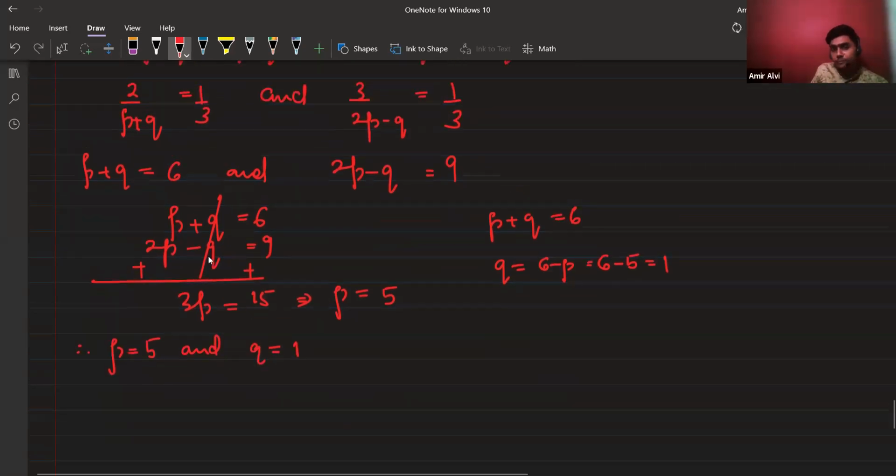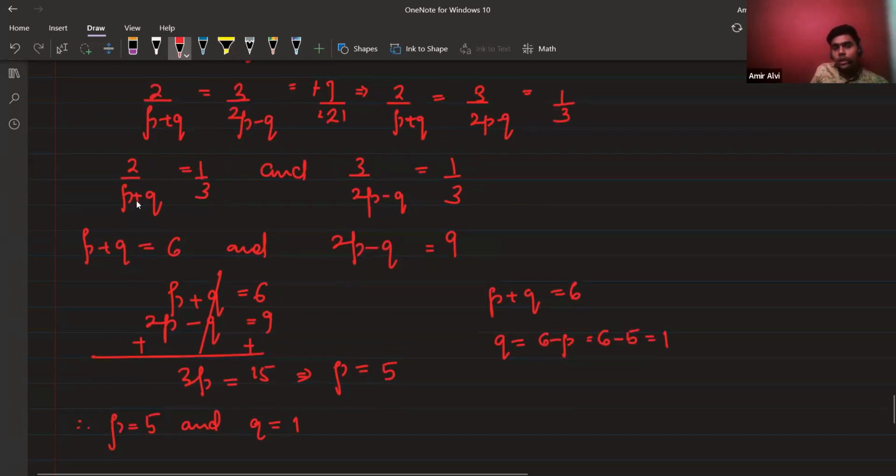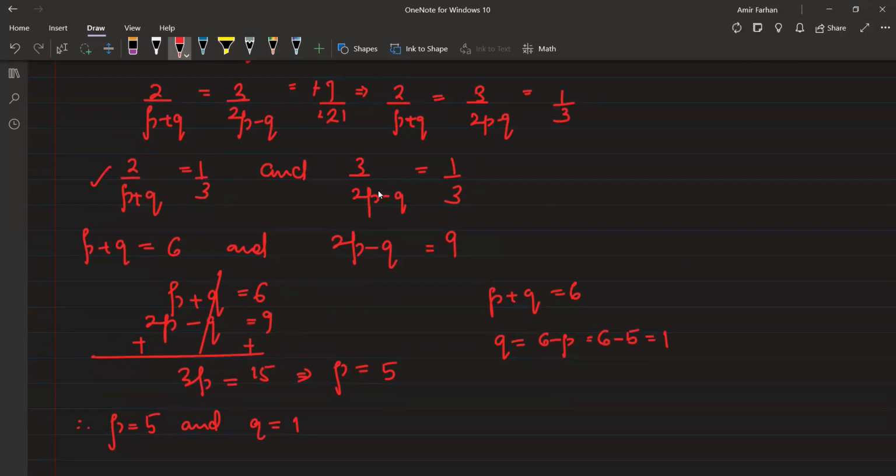Now you can see that, put the value here. P 5 plus 1, 6. 2 by 6 is what? 1 by 3. Isn't it equal to this? Put the value of P and Q here. 2 fives are 10 minus 1, 9. 3 by 9, 1 by 3. It's also verifying. Which means that we have done the equation, which means that the values of P and Q are exactly correct.